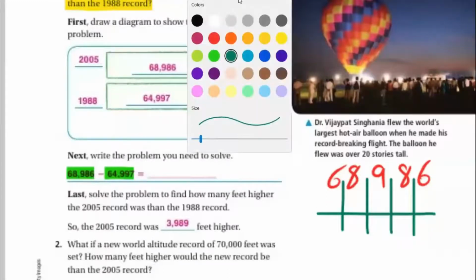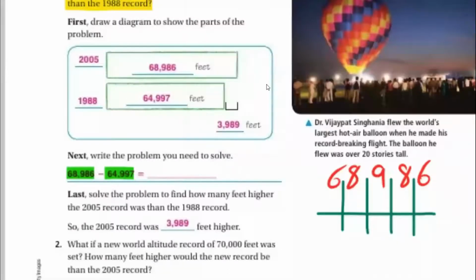Okay, let's write the other number. Let's start with ones, which is 7 here, and 9, and we have another 9, and 4, and 6. And let's subtract. Okay, now 6 minus 7 can't be, right? Because 6 is smaller than 7. Let's borrow 1 from 8, it becomes 7, and 6 becomes 16. 16 minus 7 equals 9.